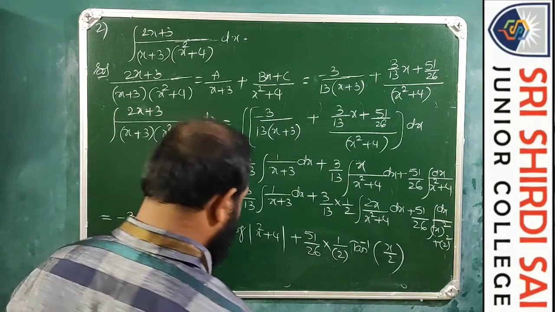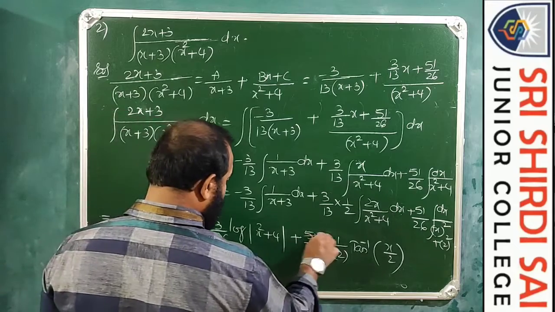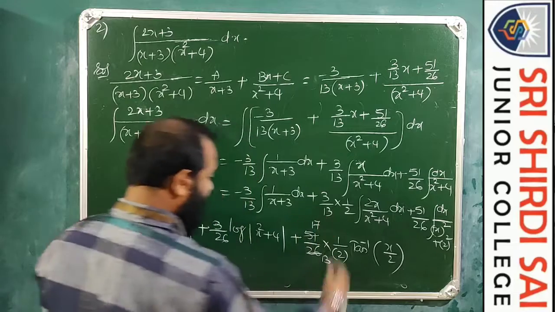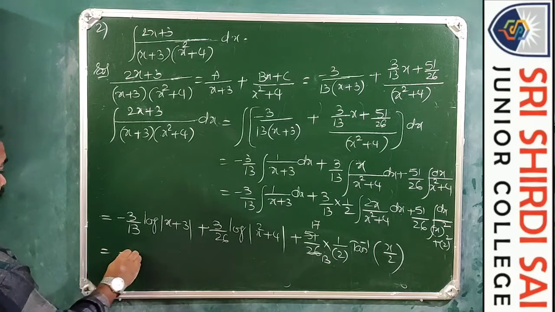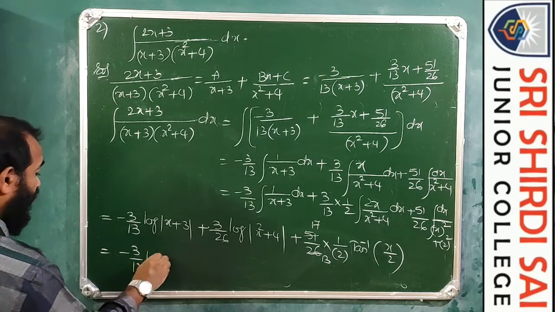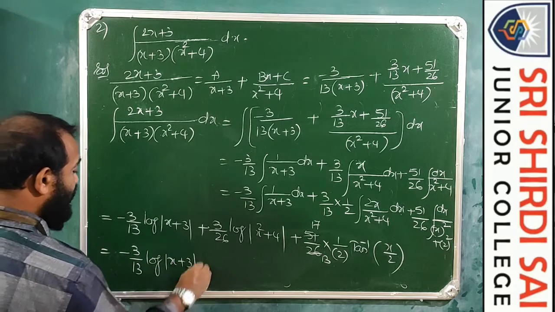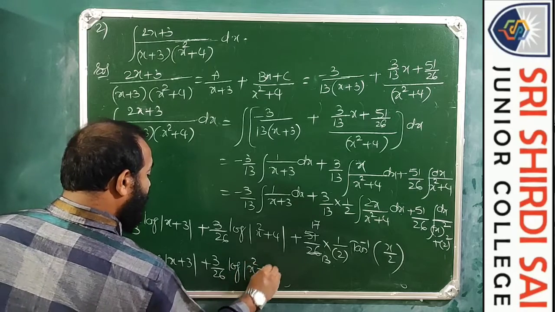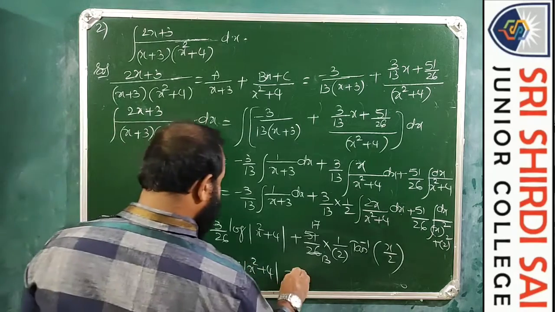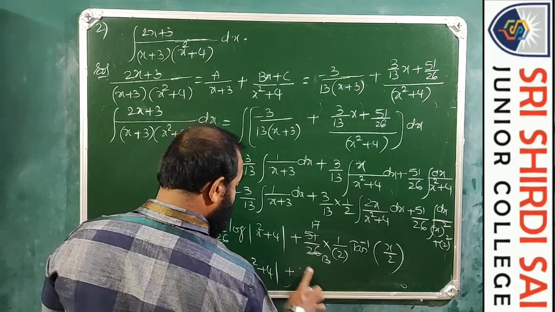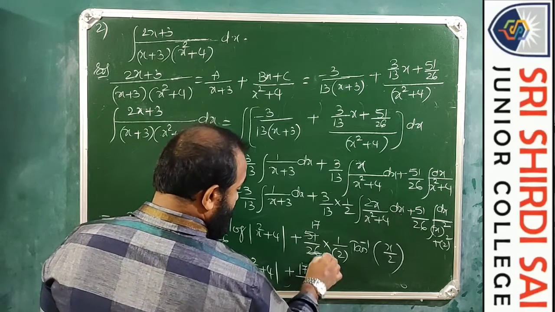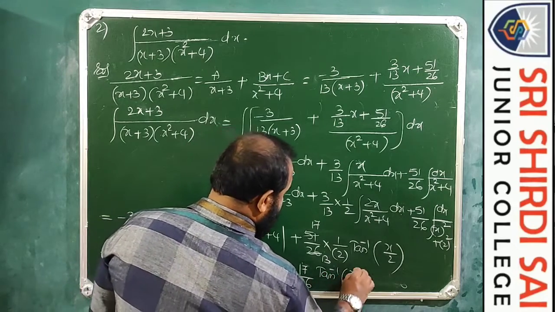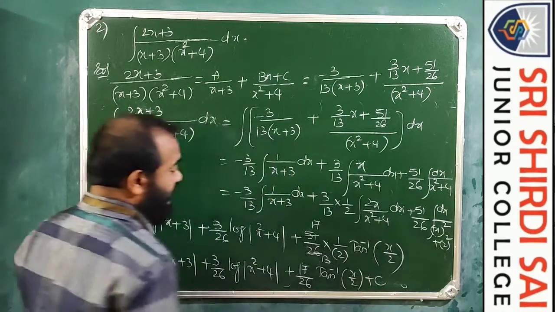So here, 3 times 17, 3 thirteens. Therefore minus 3 by 13 log (x plus 3) plus 3 by 26 log (x square plus 4) plus 17 by 13 into 2, 26, tan inverse x by 2 plus constant of integration C.